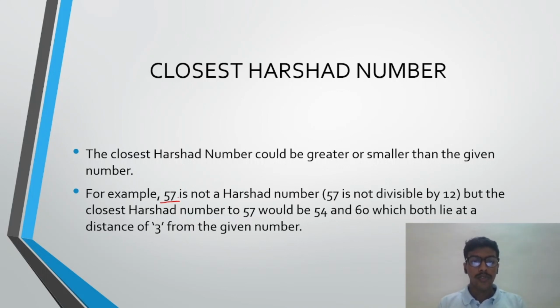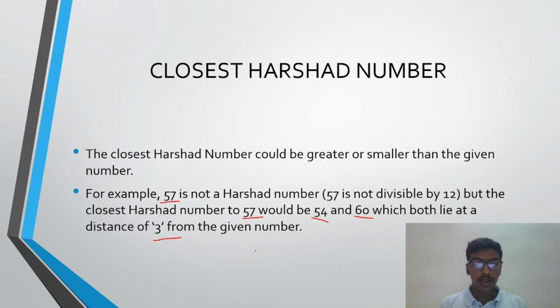For that, we'd first check for 57. 57 is not a Harshad number because the sum of its digits is 5 plus 7, 12, and 57 is not divisible by 12. Then we simultaneously check for 58 and 56, which are just upward and just downward to 57. For 58, also we see it is not a Harshad number, and similarly for 56 as well. If we continue like this, we'd see the closest Harshad numbers to 57 would be 54 and 60, both of which lie at a distance of 3 from the given number.